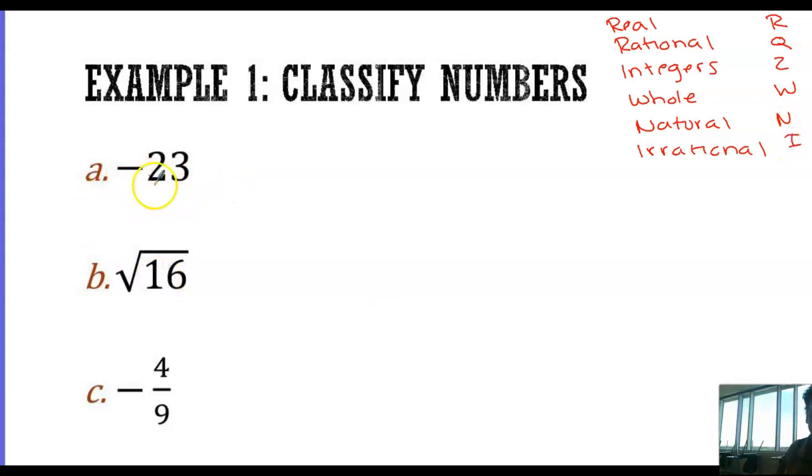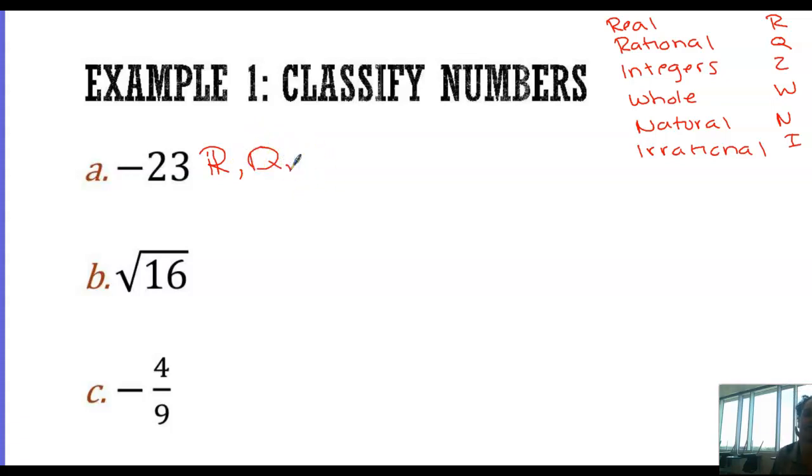So let's look at this. -23. What we're working with for our purposes for now, we'll always have real numbers. So all of our numbers will be real. So I have to decide, is it rational or irrational? So I think, could I possibly turn -23 into a fraction? Of course I could. I would just put it over 1. So that would also be a rational number, which would be a Q.